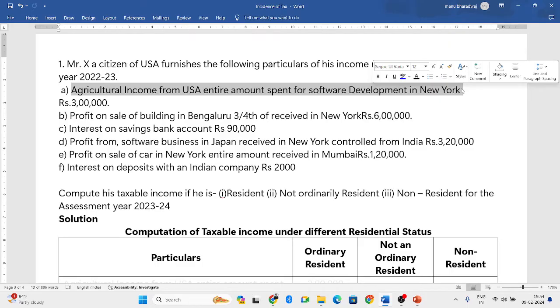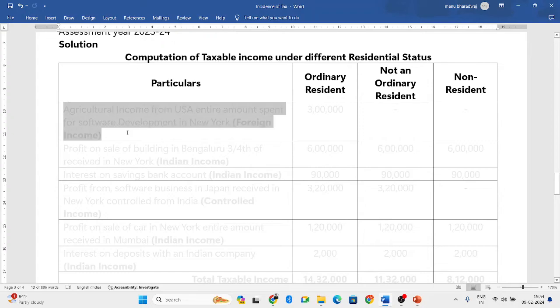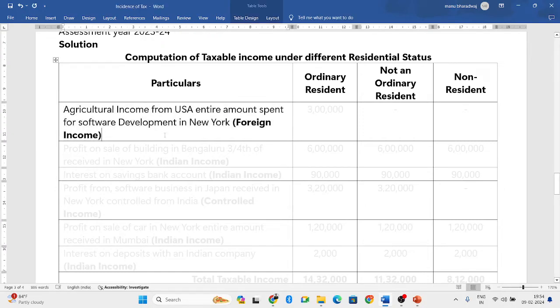So both have happened in USA. Arising of income and receipt of income both are in USA, which is outside India. When the arising aspect and the receiving aspect are both outside India, it is considered as foreign income. So here, in the first particulars column, write the same transaction and bracket it as foreign income. So it is considered as foreign income, and it is a foreign income from other sources.